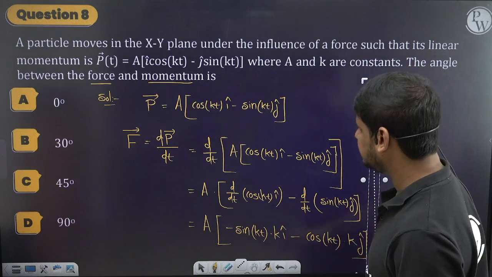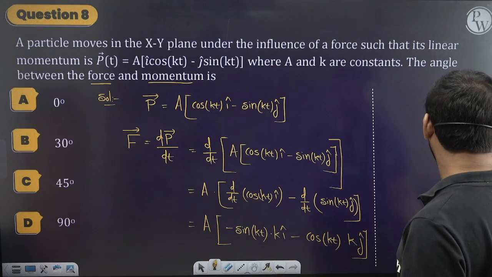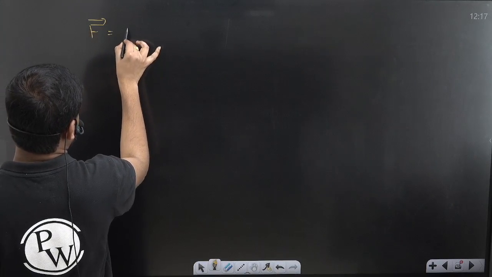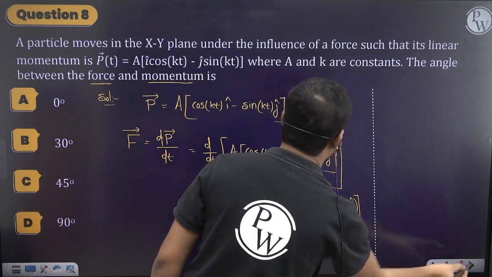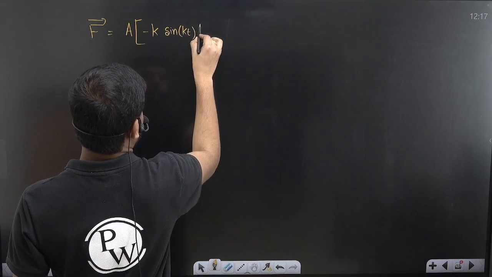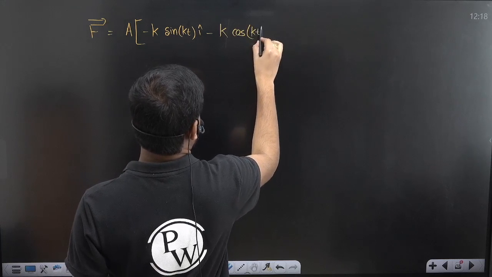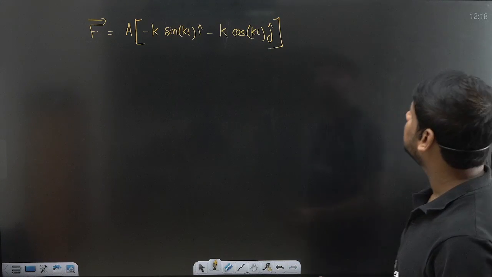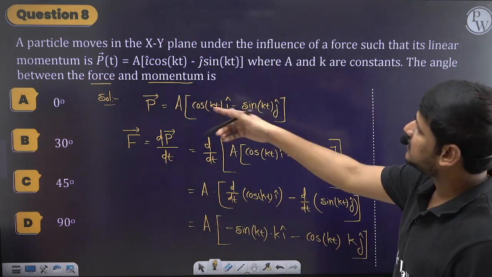So we can write the force vector. Let me write it on the next slide better. They are asking what is the angle between force and the momentum. So we have the force vector equals A into minus k sin kt i cap, minus k into cos kt j cap. And they are asking us the angle between force and momentum.